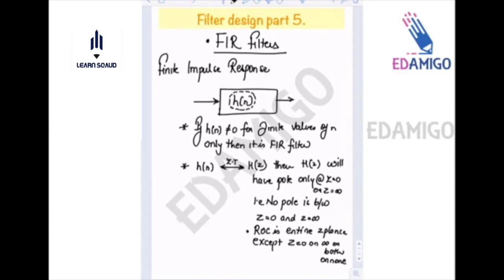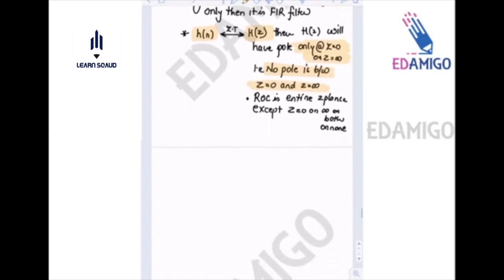So except z equals 0, z equals infinity or both or none. Okay, now we have seen this thing, and I'm repeating it again because it's a very important property: when h(n) is FIR, then H(z), that is its Z transform or the transfer function of the system, will have poles only at z equals 0 or z equals infinity. There is no pole between z equals 0 and infinity, and the ROC is the entire z plane except 0 or infinity or both or none. Okay.